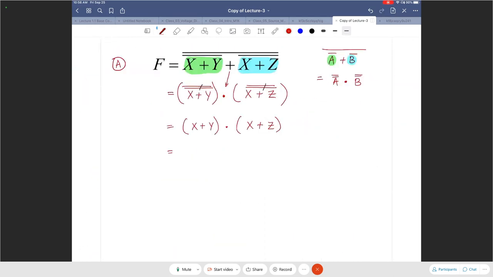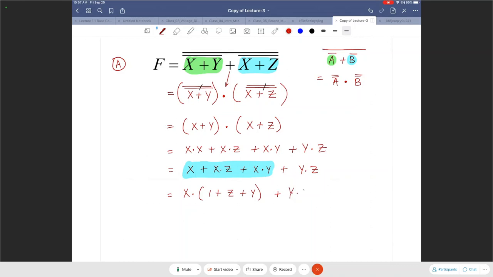So I'm going to use FOIL here. I'm going to say X and X, X and Z, X and Y, Y and Z. X and X is X. X and Z, can't do anything about that. X and Y, can't do anything about that. Y and Z remains as is. Now the next thing I note is that in the first three terms, there is an X that is common to the first three terms. So I can factor it out. The reason I did that is so that I get a 1 right here, because 1 or anything is just a 1. So that simplifies to X and 1 or Y and Z, which is X or Y and Z. That's your simplest form.